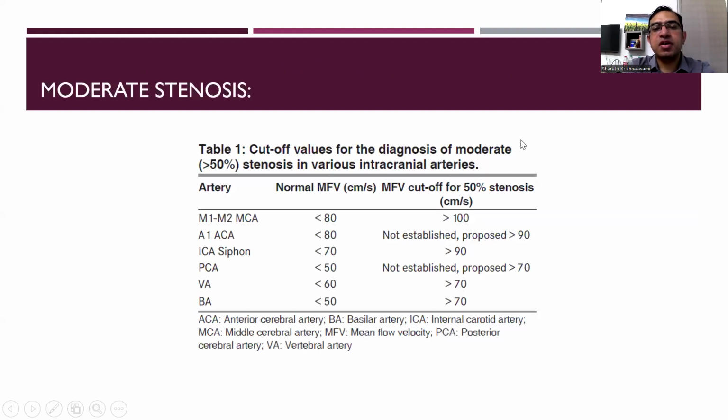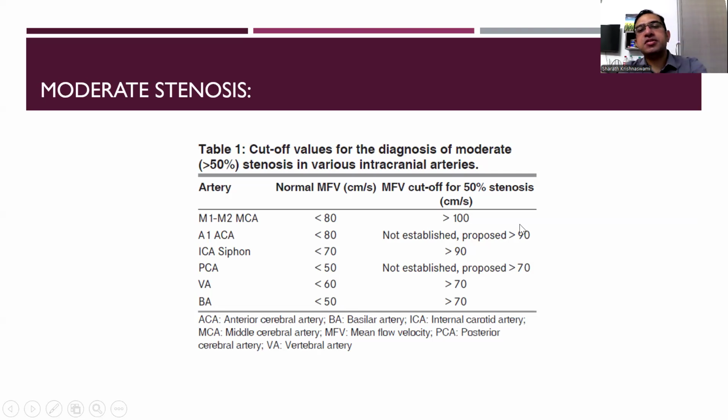So when would you identify whether the patient has moderate stenosis? If you look here, the middle cerebral artery, anterior cerebral artery, ICA, posterior cerebral artery, vertebral artery, and basilar artery have all their normal values of the mean flow velocity mentioned here in centimeters per second. For the ACA and the MCA, the normal mean flow velocity is less than 80. For the ICA, it is less than 70. For the posterior cerebral artery, it is less than 50. For the vertebral and basilar artery, it is less than 60 and less than 50 respectively.